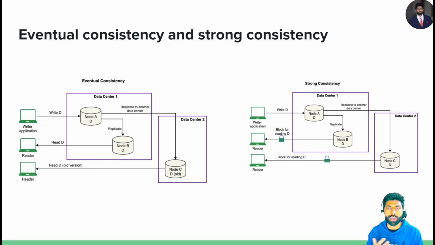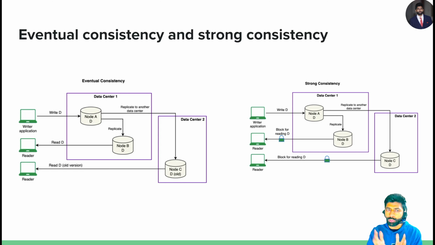Let's talk about another pattern, eventual consistency and strong consistency. While developing distributed systems, there is always a conversation around eventual consistency and strong consistency in distributed databases. So these two are the key patterns which are commonly used for different use cases. So let's assume that you have a distributed database running on a cluster with multiple nodes which are geographically distributed.